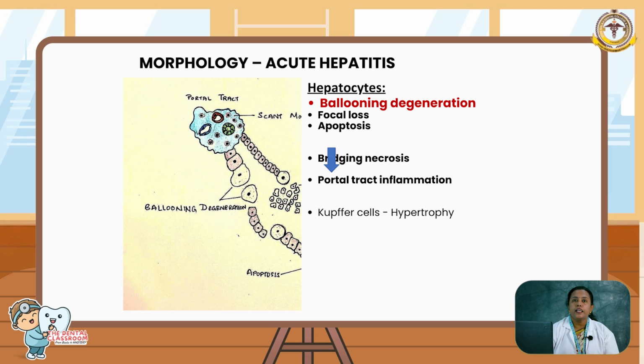There are certain individual features for individual viruses. There are ground glass hepatocytes in hepatitis B virus, and when you do immunoperoxidase stain, the hepatitis B surface antigen will be identified inside the cytoplasm of the hepatocytes. The hepatitis C virus will have portal tract inflammation and ductular reaction, that is proliferation of the bile ducts.